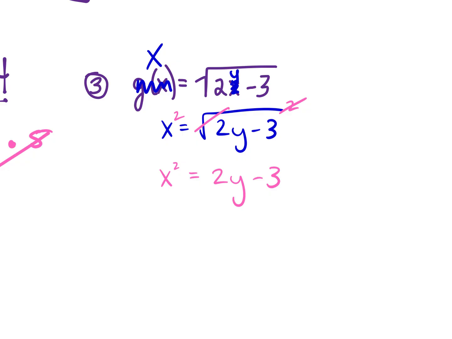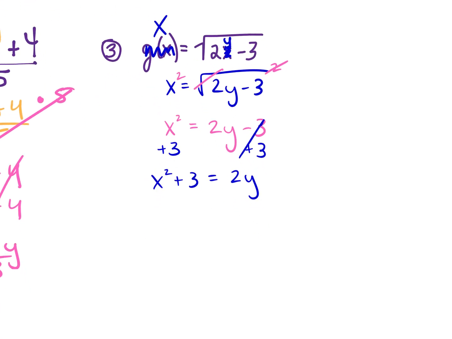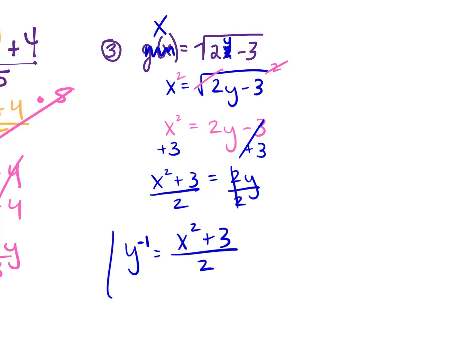What would we do next? Add 3 to move it to the other side. So x squared plus 3 equals 2y. And then what do we do? Divide by 2. So we get x squared plus 3 over 2 is our inverse. What's the very last thing we have to do? Put the little -1. We got to name the inverse. This would be our answer.